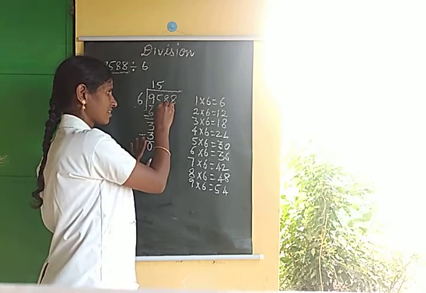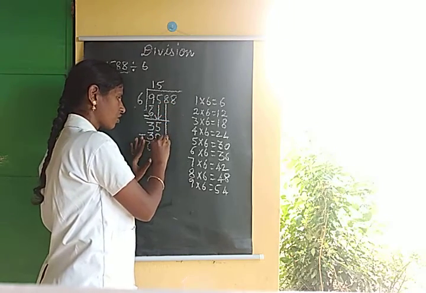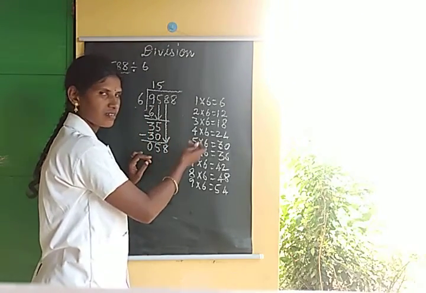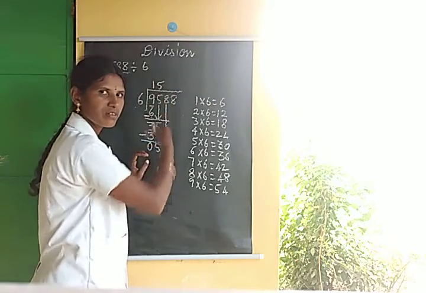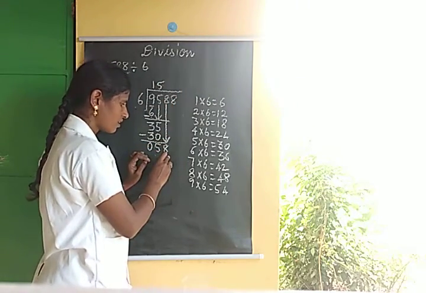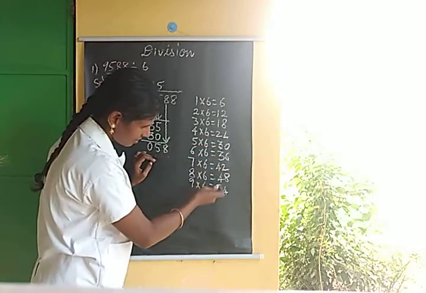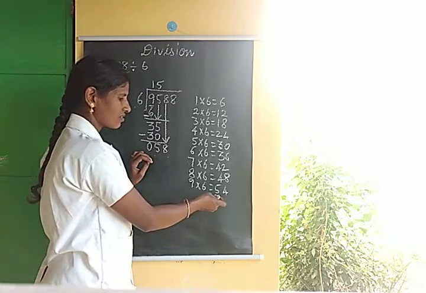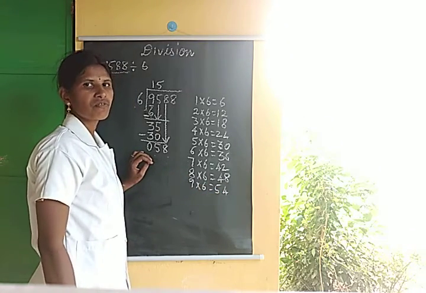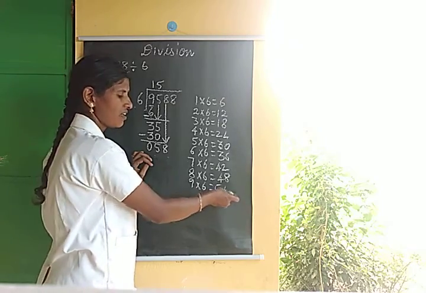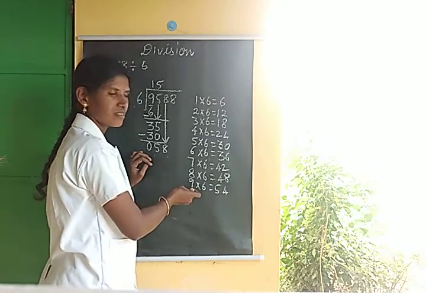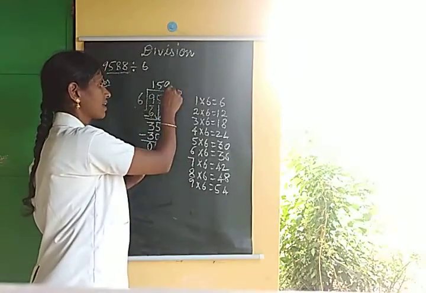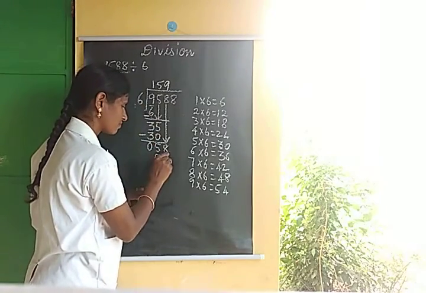Next, 8 is the next number. So put an arrow mark and write that 8 here near 5. So in the next step we have to take down the number. Now what is the number? 58. Is 58 there in the answer? No. Less than 58. What is less than 58? 54. 54 how many times? 9 times. So 9 times 6 are 54.